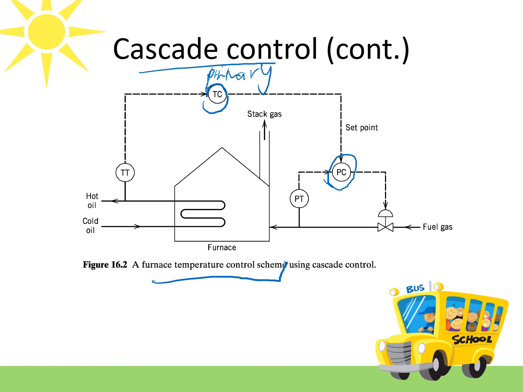Because if a disturbance occurs in the fuel gas pressure, it will affect the flow of fuel gas, which will disturb the furnace operation, because it disturbs the hot oil temperature. So before it disturbs the furnace operation, you put a secondary controller here where you measure the fuel gas pressure, and then connect it to the secondary controller, which is the pressure controller, and it will provide a predictive control action for this furnace.